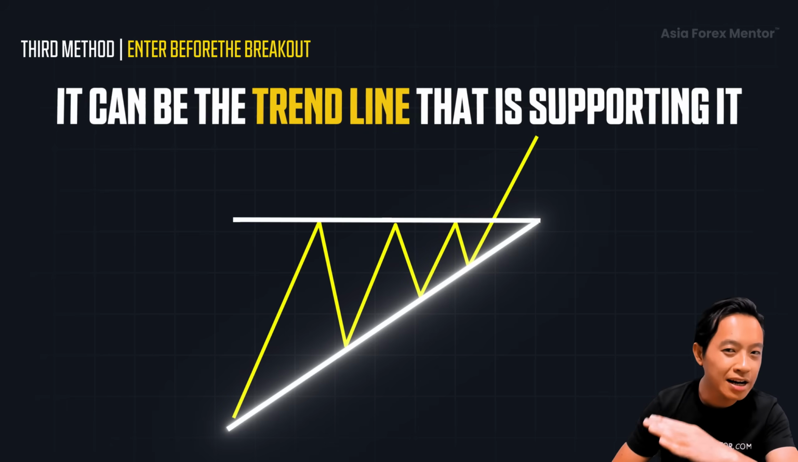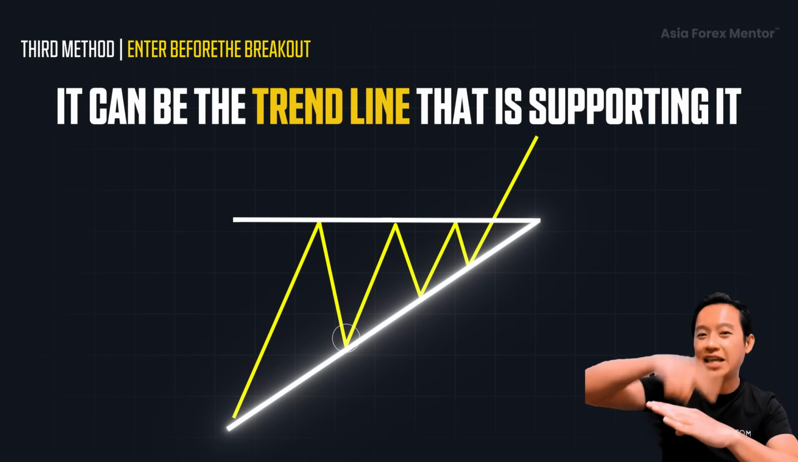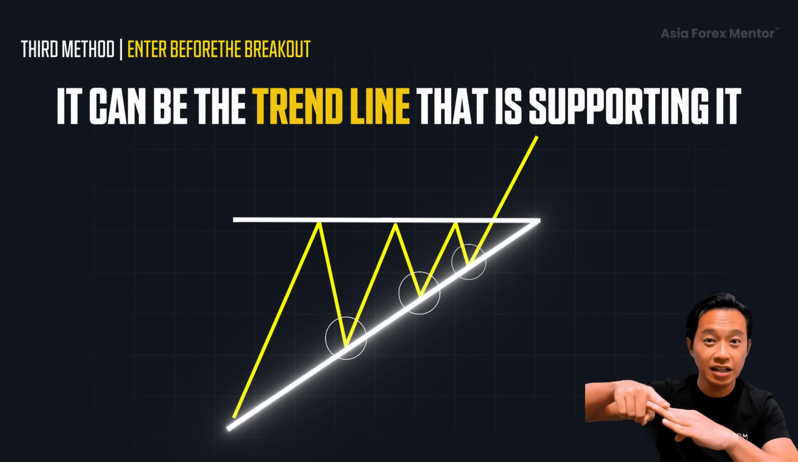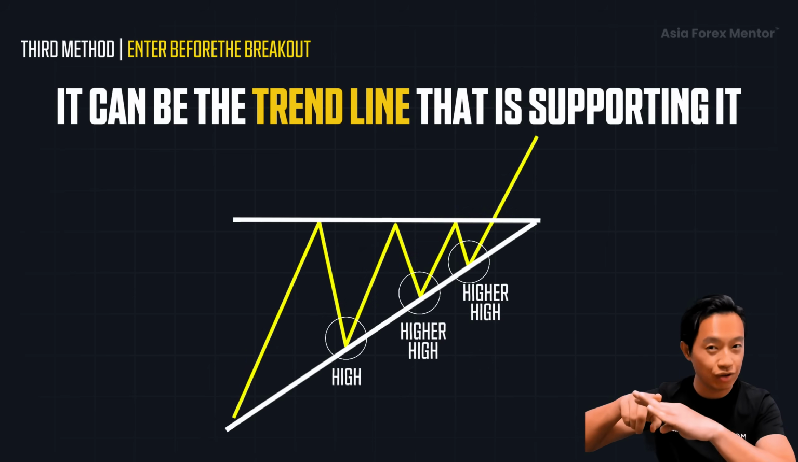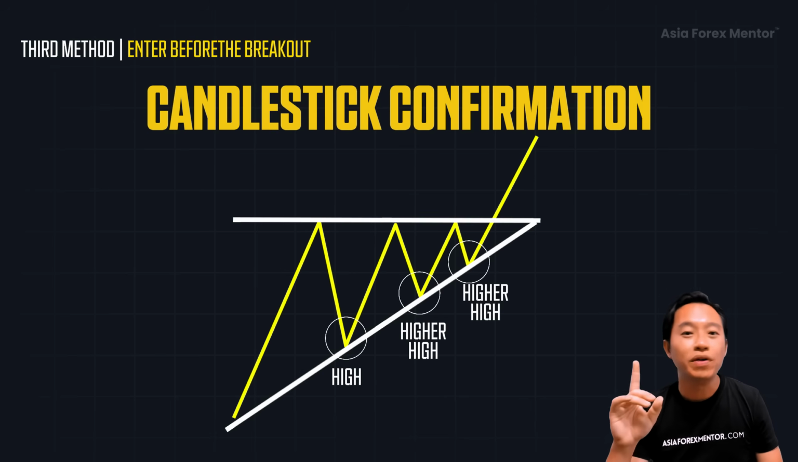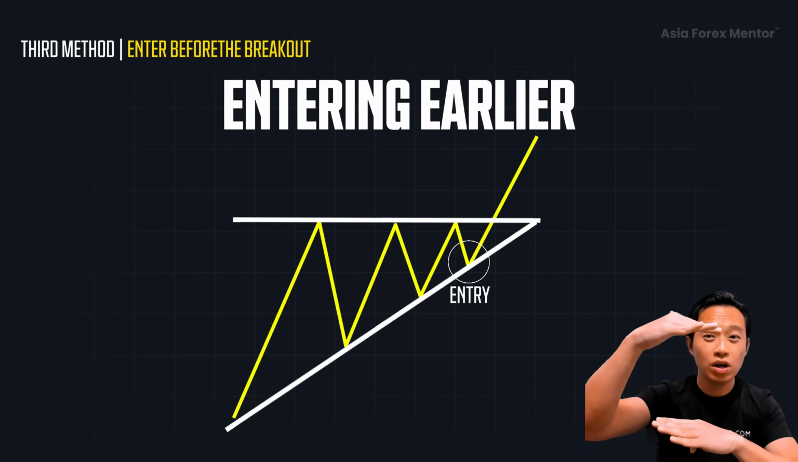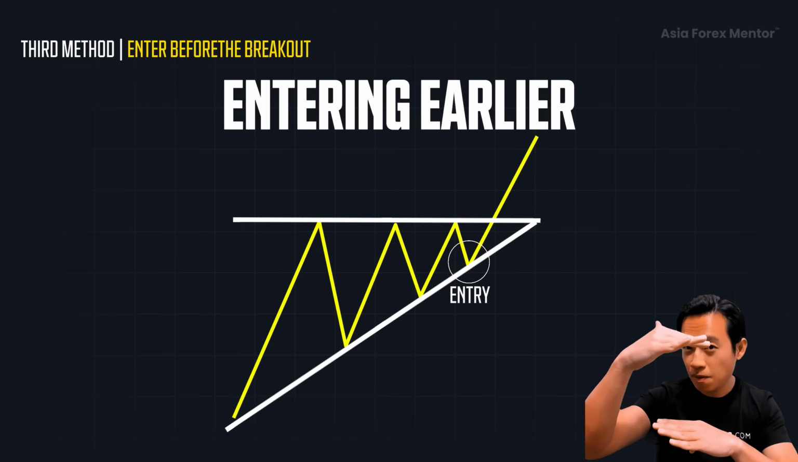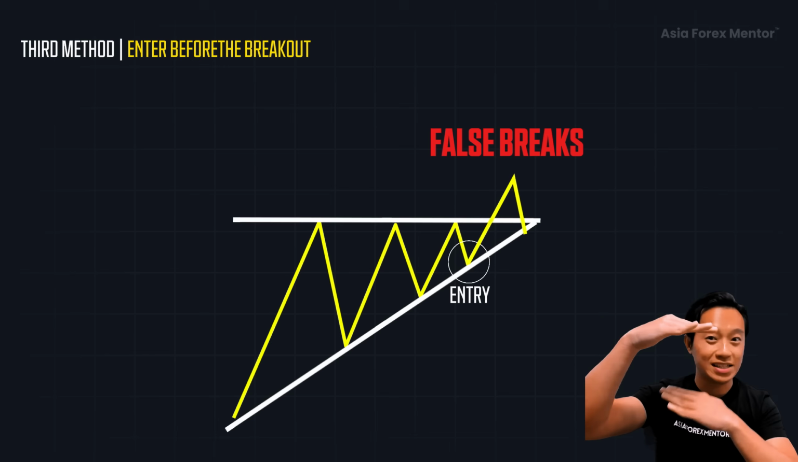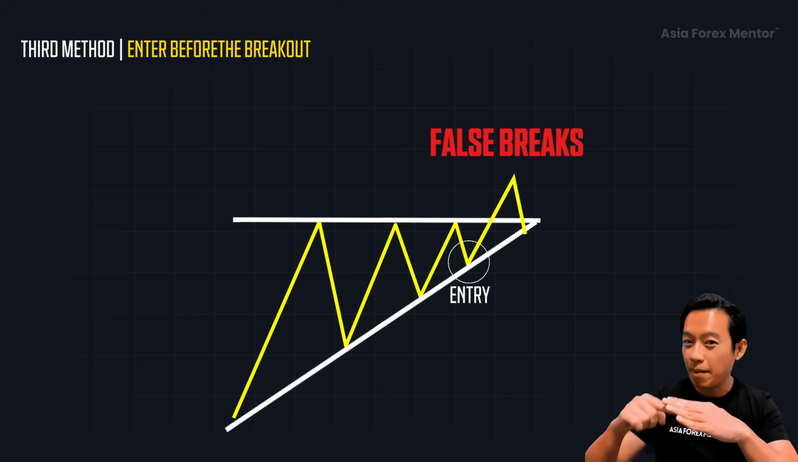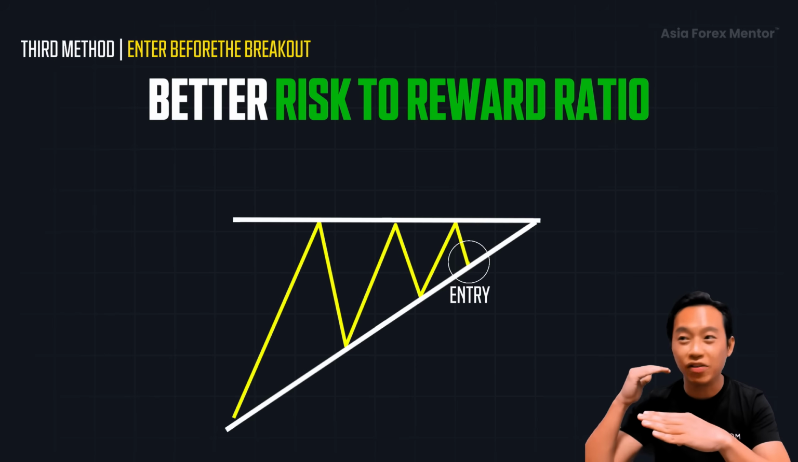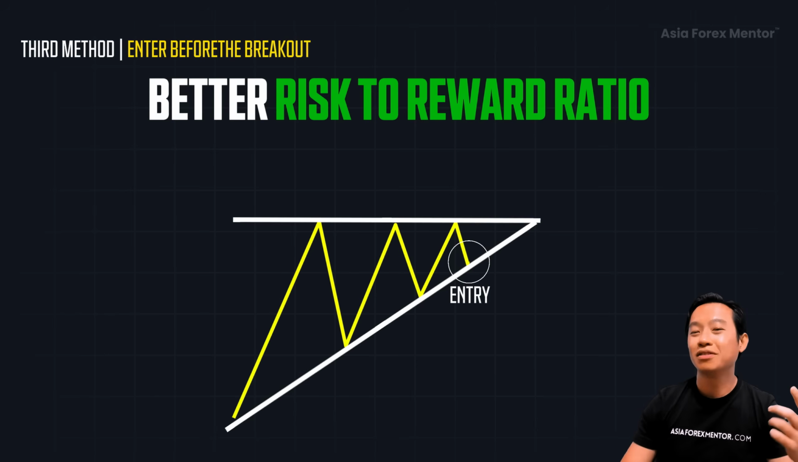It can be the trend line that is supporting it. So when price tests and tests and tests the trend line, it's always making higher highs, right? And you add candlestick confirmation, entering earlier, way below the resistance line. You are able to avoid false breaks. You are safer that way, and you also get a better risk to reward ratio because you're entering way lower.